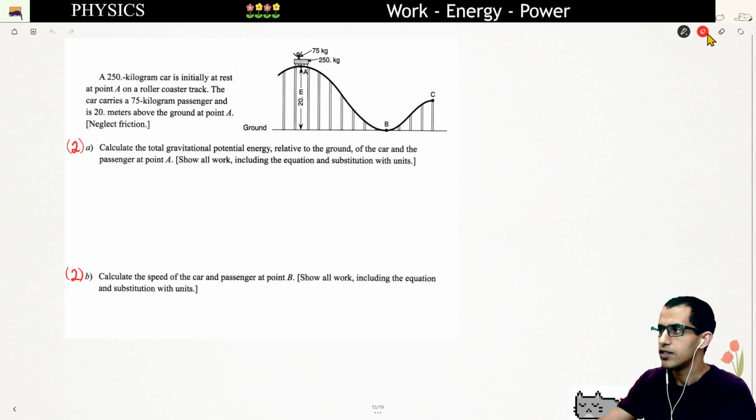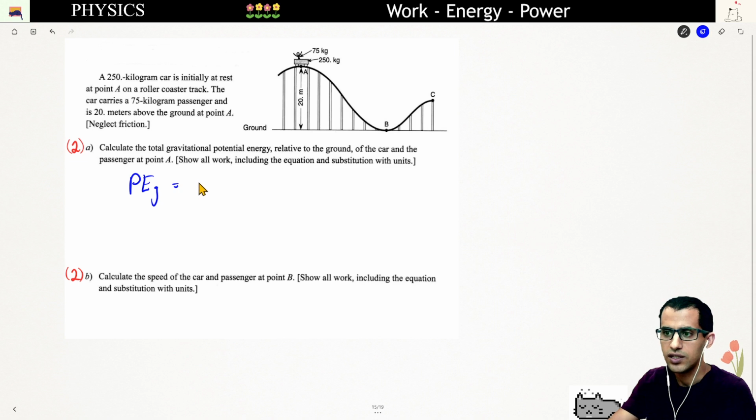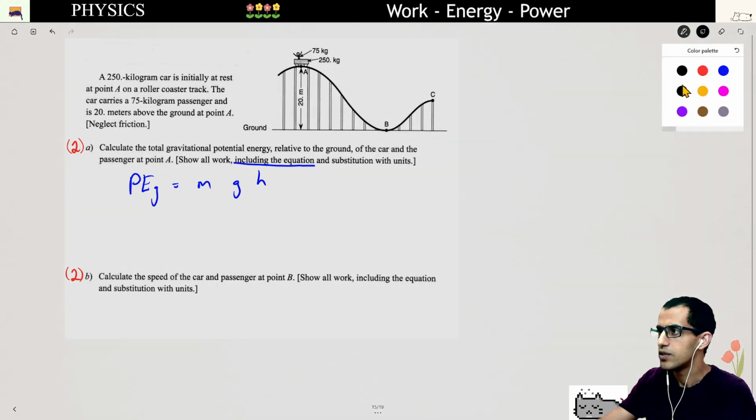So the first question is to calculate the total gravitational potential energy relative to the ground of the car and the passenger. So we have to use the equation: potential energy is equal to mgh. So that's our equation. So we included our equation. Now we can show our substitution.